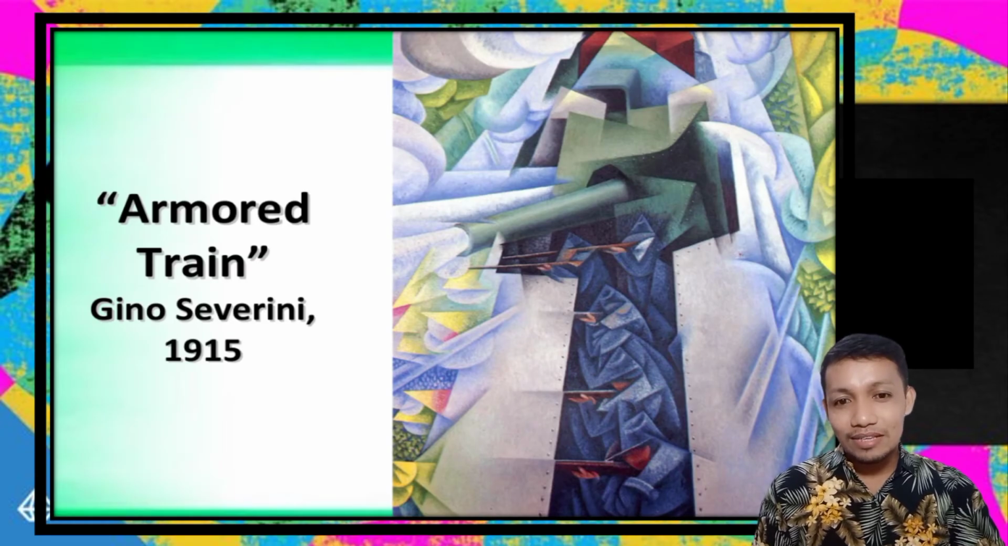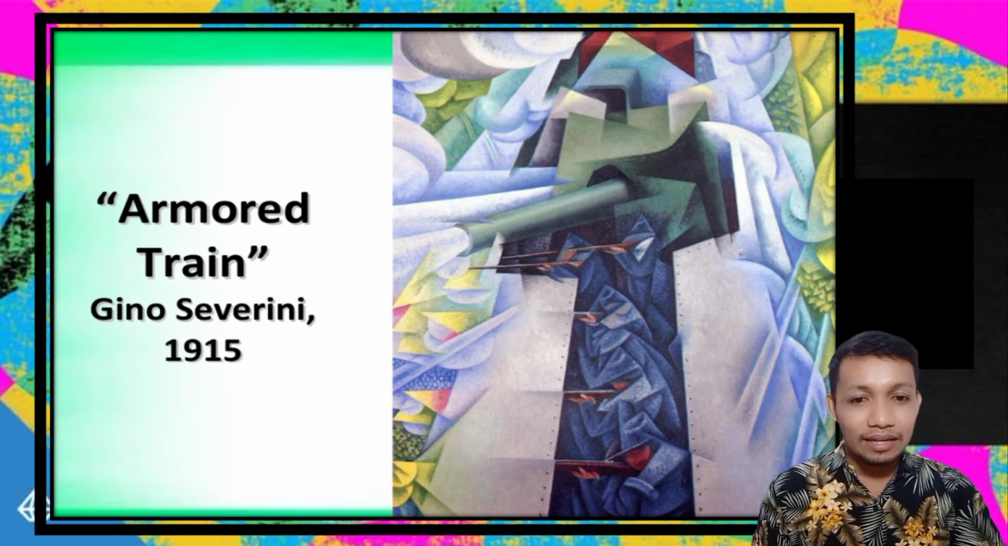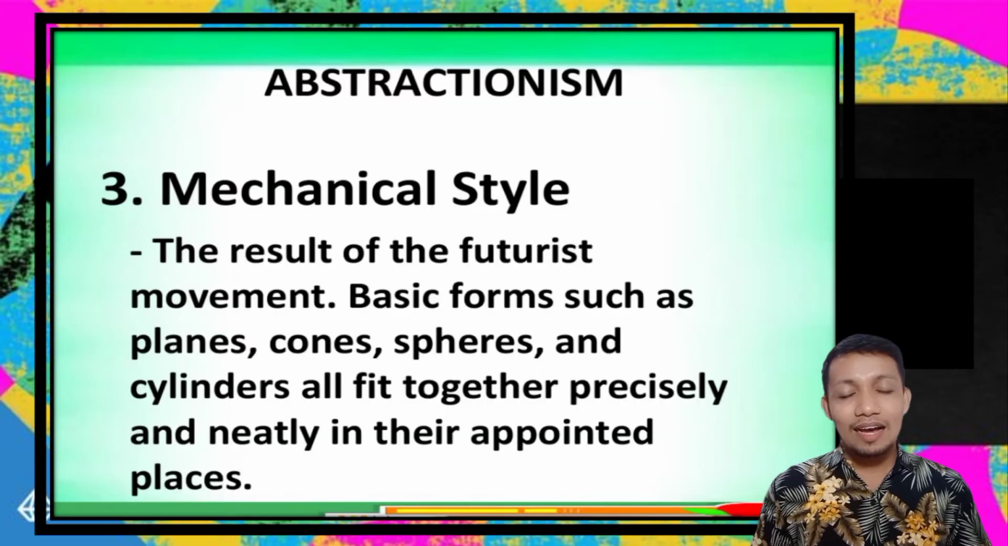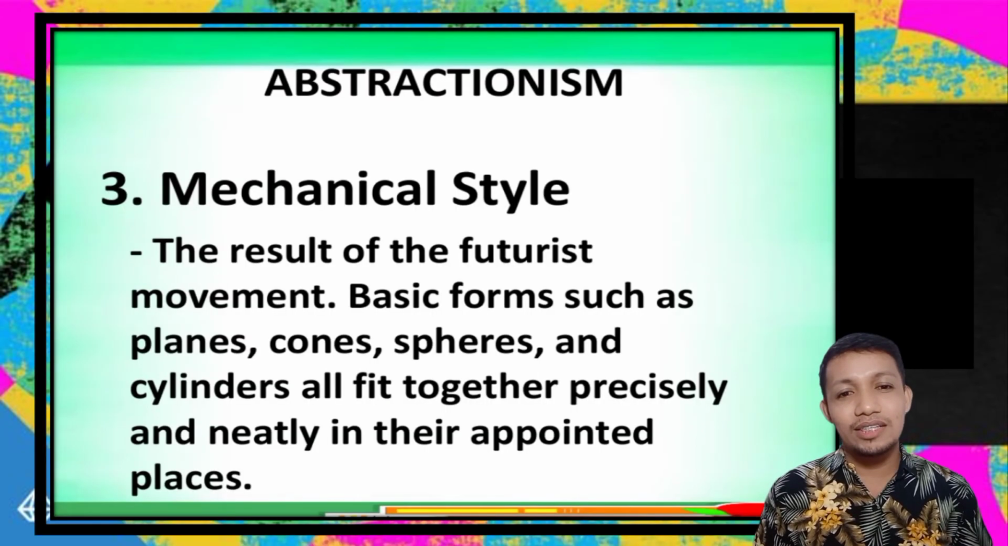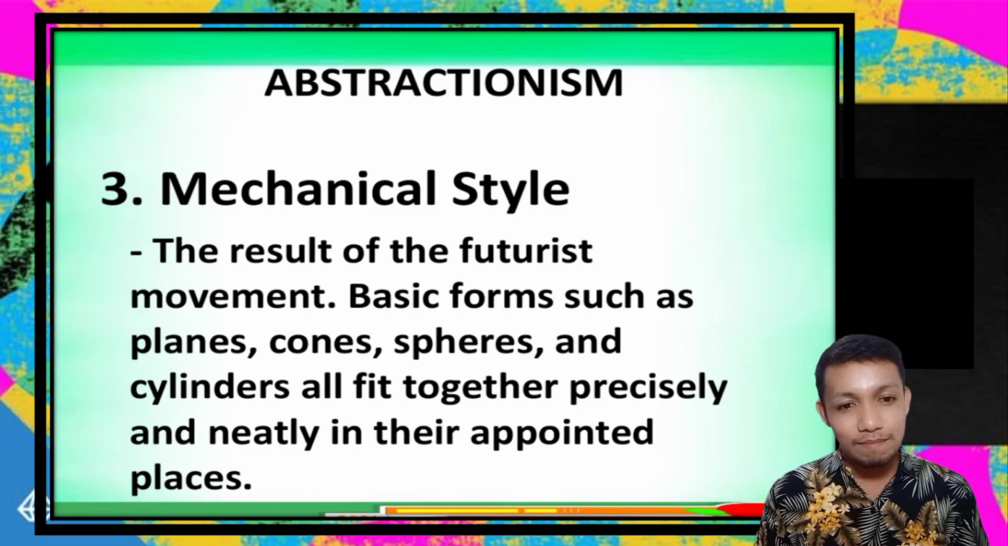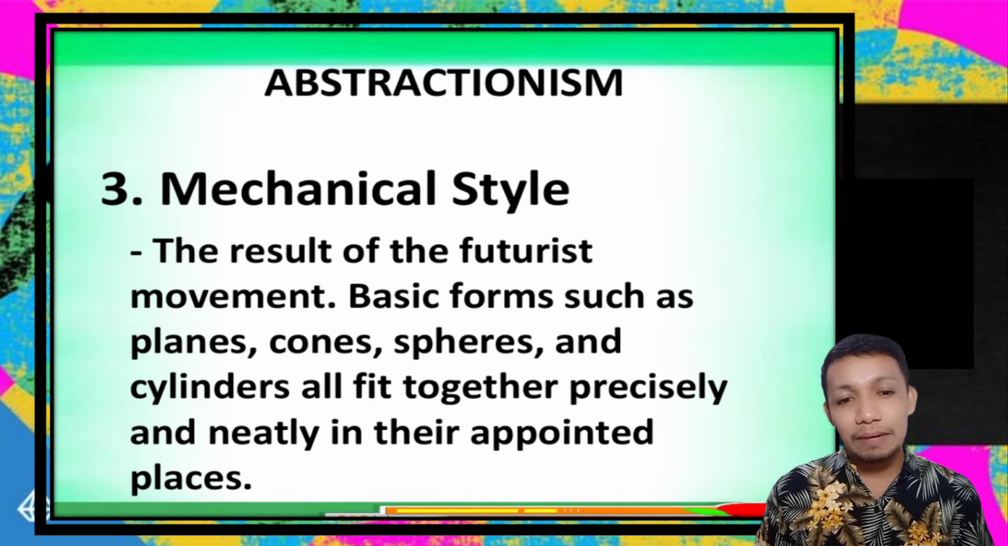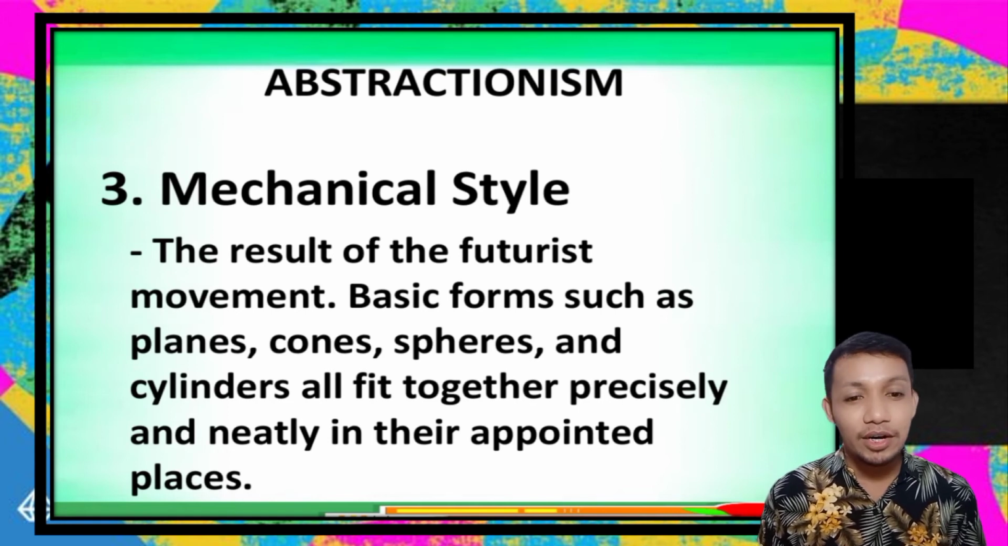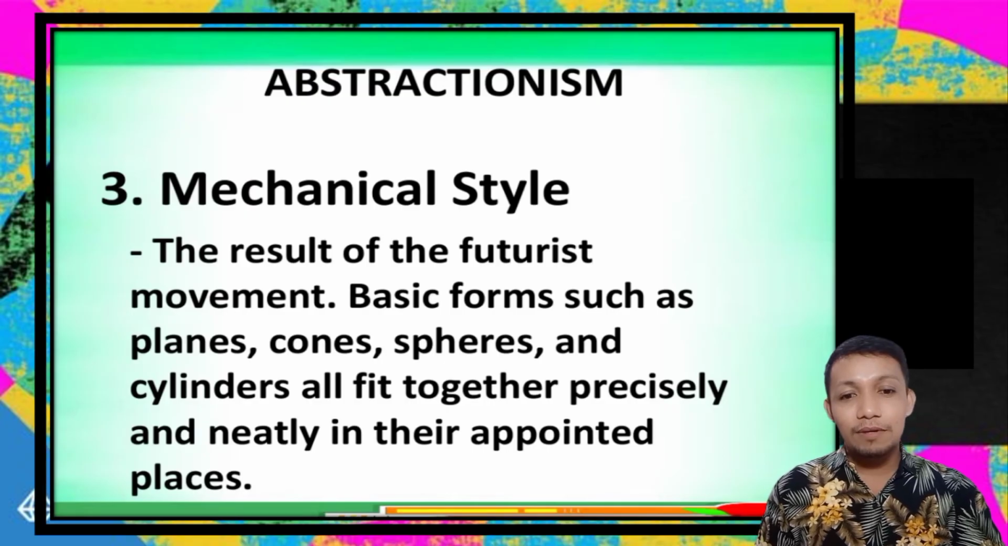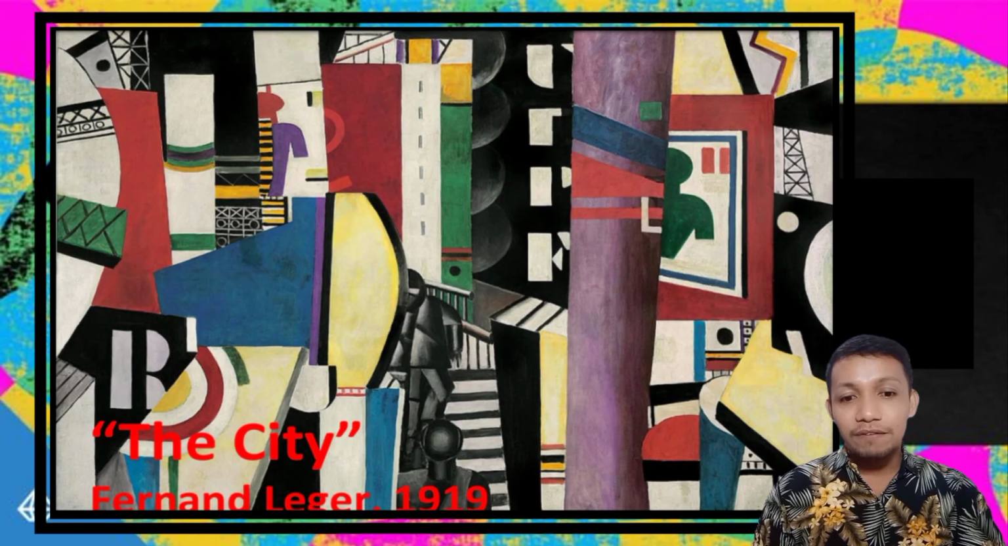An example of this is Armored Train by Gino Severini, and this was painted in the year 1915. Another sub-movement of Obstructionism is Mechanical Style. This is the result of the Futurist movement. Basic forms such as planes, cones, spheres, and cylinders all fit together precisely and neatly in their appointed places. An example of this is The City by Fernand Léger in the year 1990.